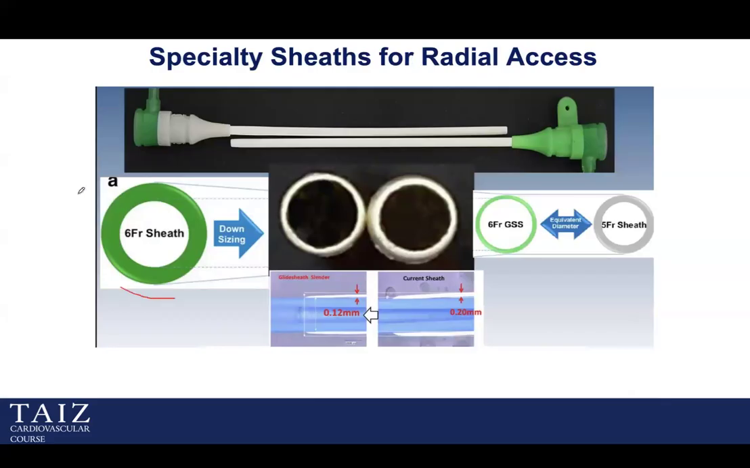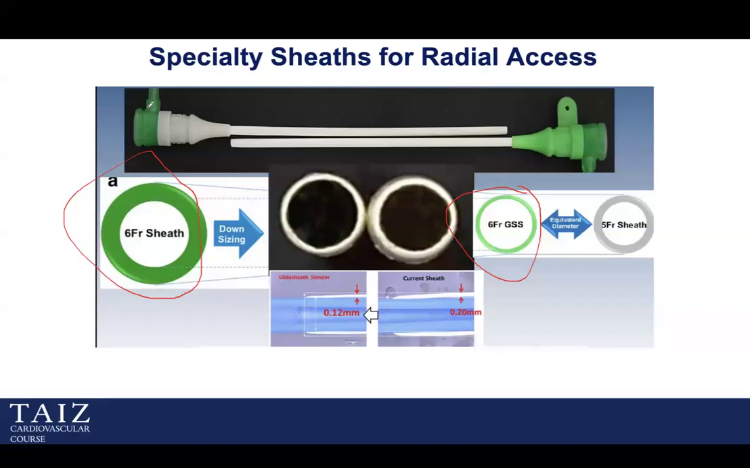So here on the left side, this is a 6 French femoral sheath. On the right side, this is a 6 French radial sheath. If you notice here, the radial sheath, the 6 French, is much smaller than the femoral sheath because it has a very thin wall. Both inner lumens are 6 French, but the wall of the sheath is thinner in the radial, and so that's why the radial sheaths are smaller, although they have the same lumen size.